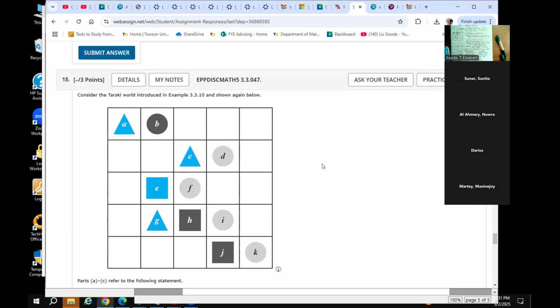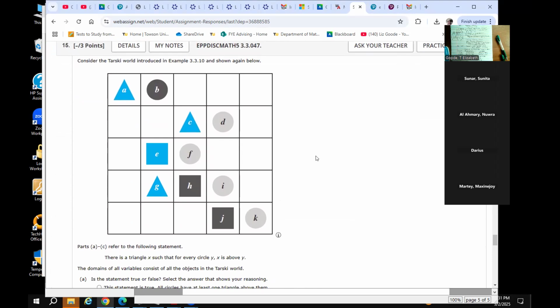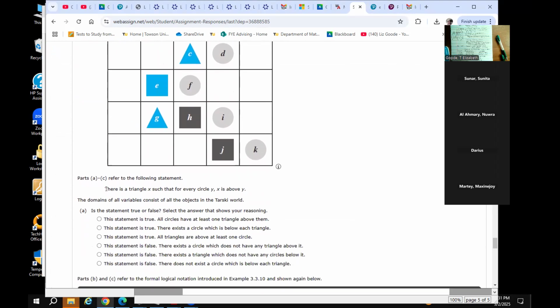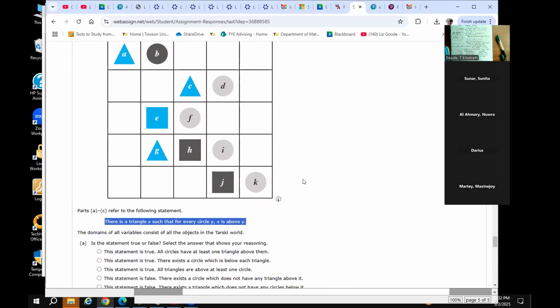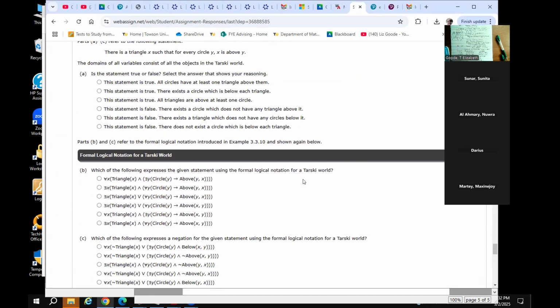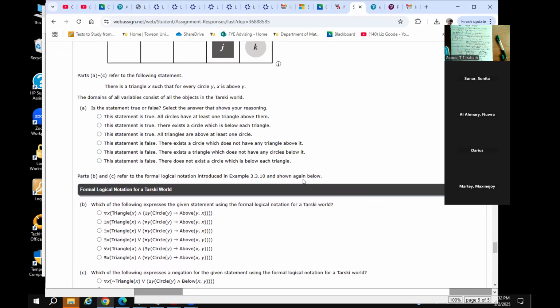And that's the Tarski world. Okay. So we've got this Tarski world, and it says, is this the statement that you're looking at? My question was more about the use of parentheses in the formal logical notation, especially for when we're negating. So, were you able to figure out the correct parentheses for the original statement? I translated the original sentence into formal notation, but I only added one set of parentheses.